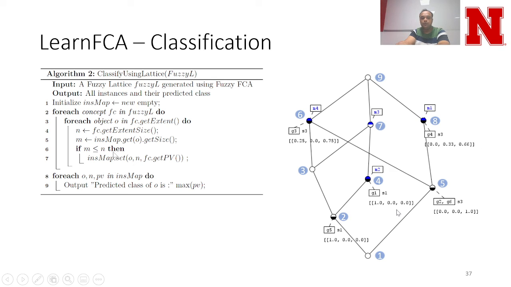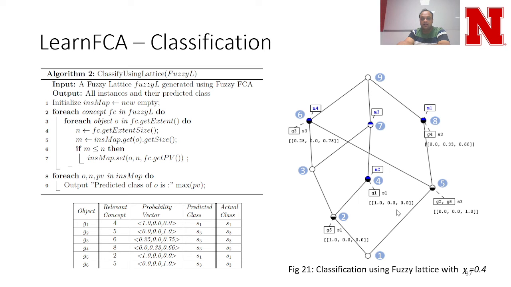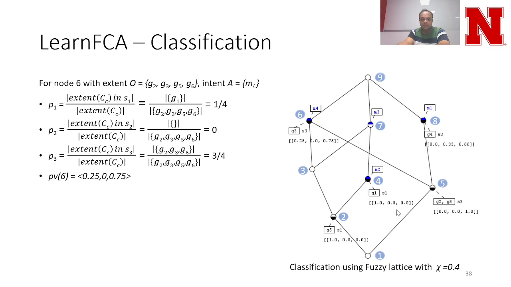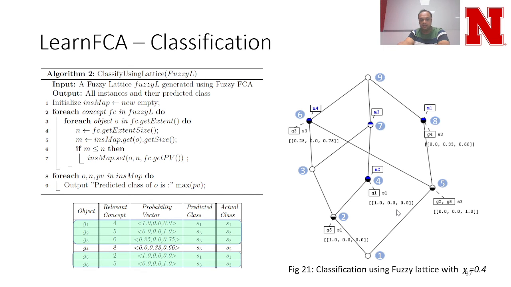And finally, we just go through the map which we have. So in the map we have objects and the relevant concepts, and then we find the maximum probability that is present in the probability vector, and we assign it to each of these objects. So the result gives us this. If we notice G1 here, which is object 1, the relevant concept is number 4, and the probability vector is 1 0 0, and that's why G1 is now classified as class S1. Similarly, other objects are also classified, and we notice we are able to classify 5 out of 6 objects successfully. So we have a good amount of classification accuracy here.